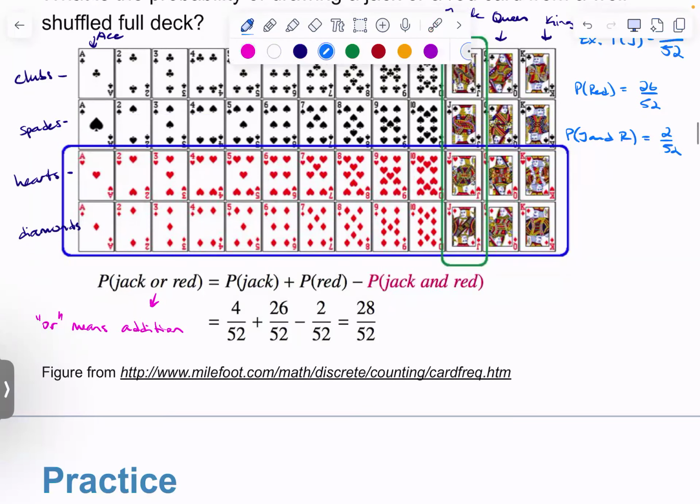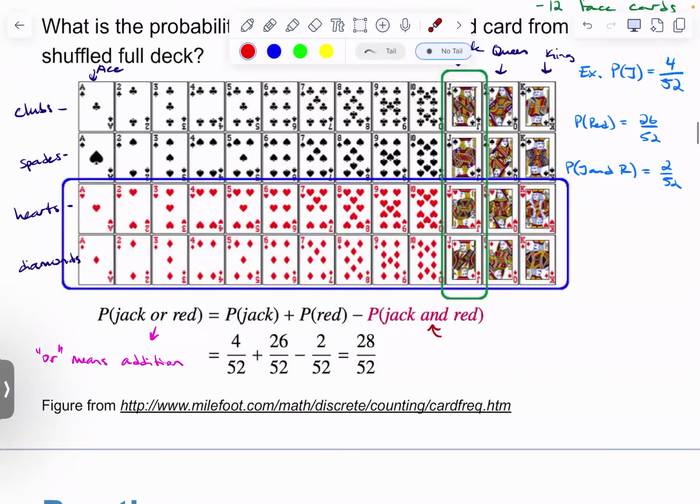And so here, what we need to do is the probability of a jack plus the probability of a red, which we've got printed nicely here, 4 over 52 plus 26 over 52, but then we have to subtract the overlap, minus the probability of jack and red. So we have to subtract the overlap.